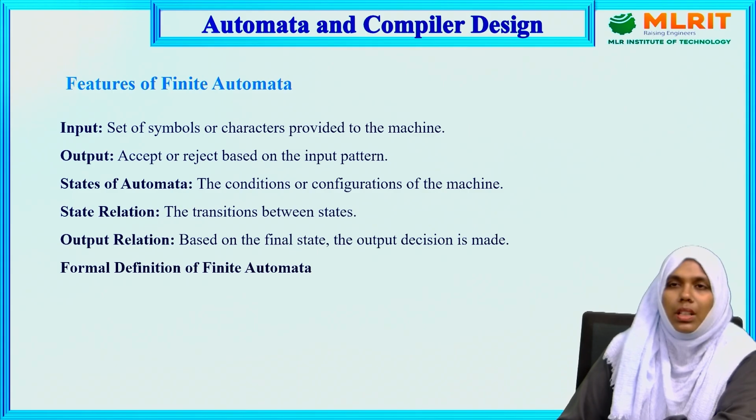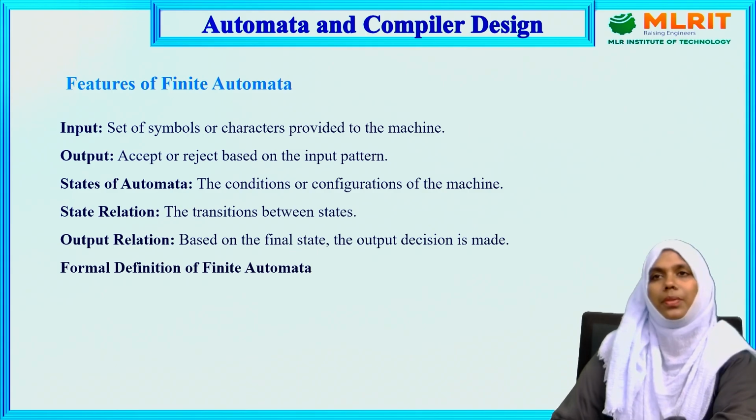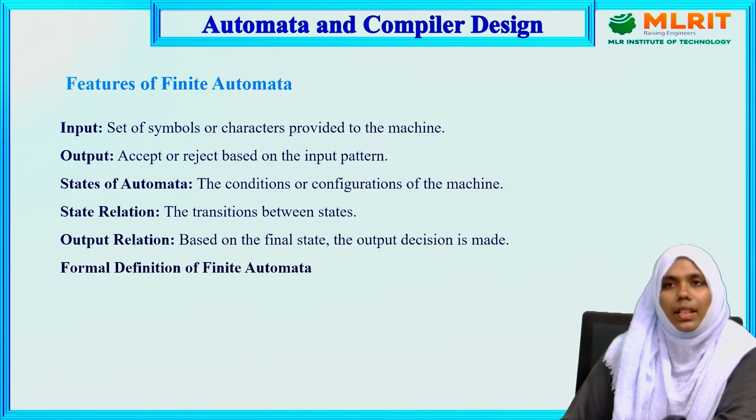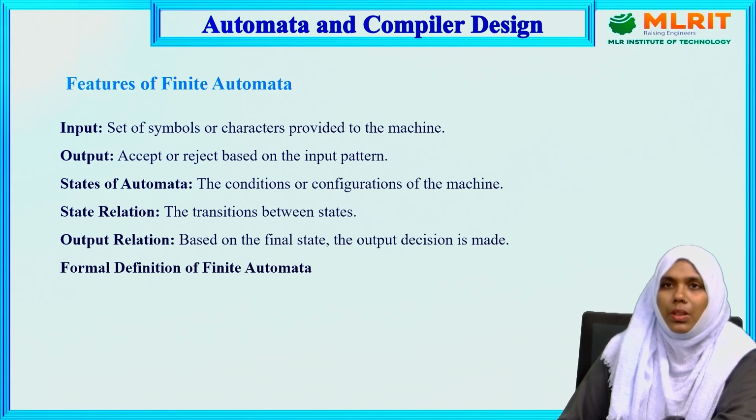Now coming to the output, there are 2 things: either it can accept or it can reject. When your condition is satisfied, the result is accepted, or else it is rejected. Now coming to the set of states, these are the different conditions or configurations available for the machine.